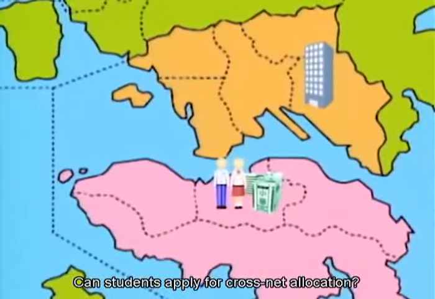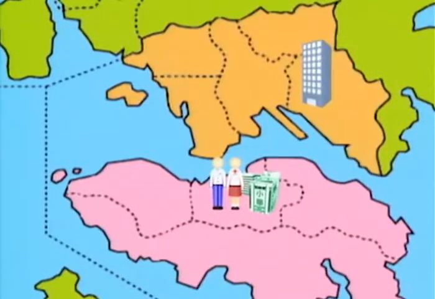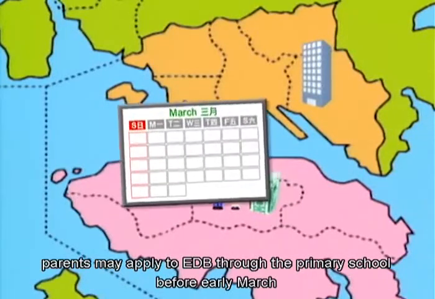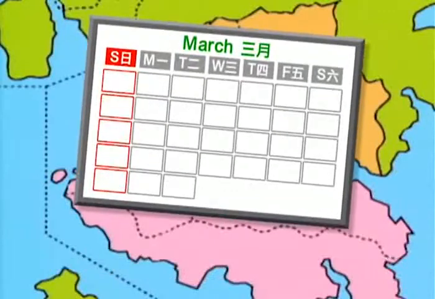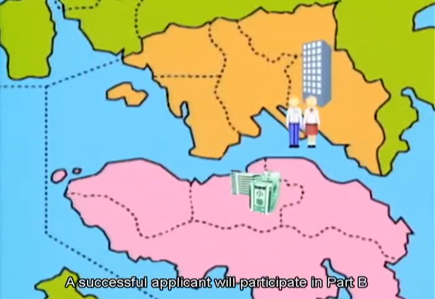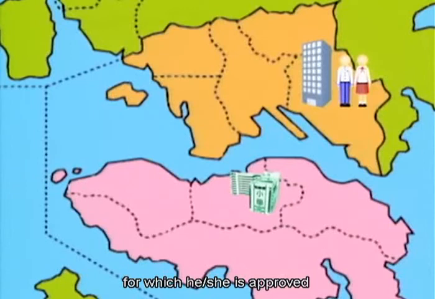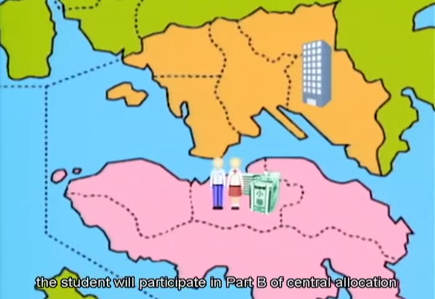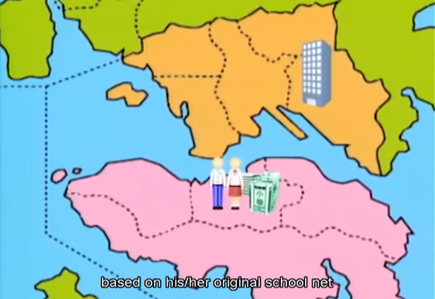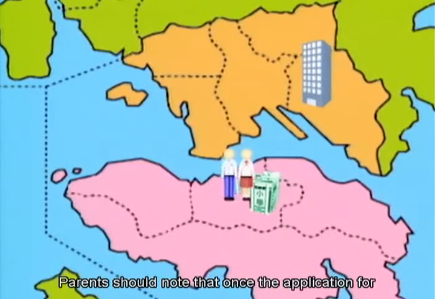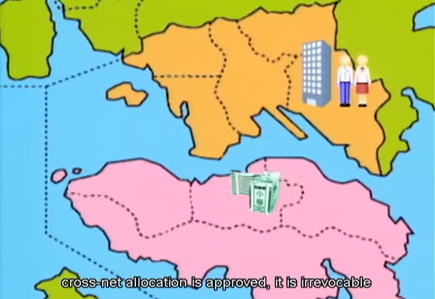Can students apply for cross-net allocation? If application for cross-net allocation is necessary, parents may apply to EDB through the primary school before early March. A successful applicant will participate in Part B of central allocation in the new school net for which he or she is approved. If the cross-net application is not approved, the student will participate in Part B of central allocation based on his or her original school net. Parents may contact the primary school of their child for inquiries concerning the application. Parents should note that once the application for cross-net allocation is approved, it is irrevocable.